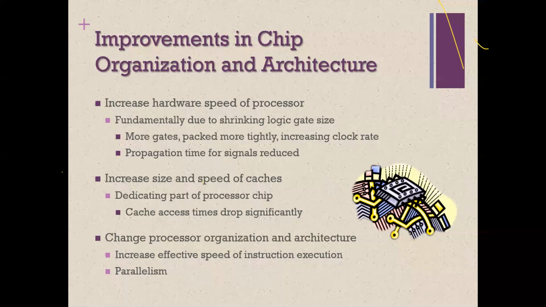Okay, so the next is to increase the size and speed of the caches that are interposed between the processor and the main memory, and in particular by dedicating a portion of the processor chip itself to the cache. And so that has brought in marked improvements. The cache access time significantly drops, because now the processor and the cache are all on board the same chipset.